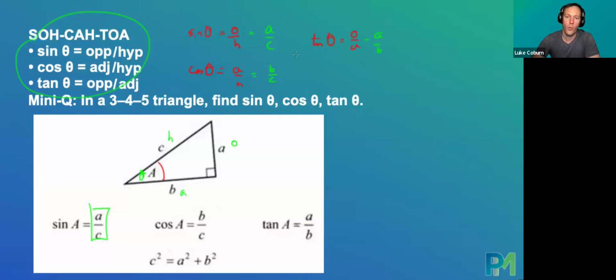Now, what are these things? What are sine, cos, and tan? Well, in our triangle we obviously have 3 sides, and we can take ratios of those sides. And what do those ratios tell us?